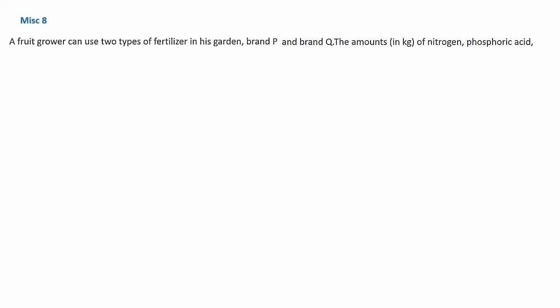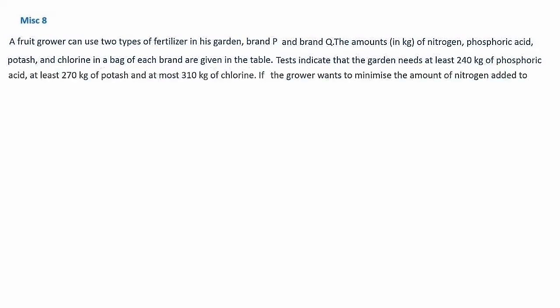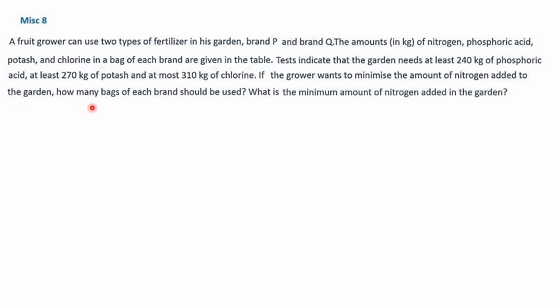Now, let's discuss question number 8 from the miscellaneous exercise. A fruit grower can use two types of fertilizer in his garden, brand P and brand Q. The amounts in kilogram of nitrogen, phosphoric acid, potash and chlorine in a bag of each brand are given in the table. Tests indicate that the garden needs at least 240 kg of phosphoric acid, at least 270 kg of potash and at most 310 kg of chlorine. The grower wants to minimize the amount of nitrogen added to the garden. How many bags of each brand should be used? What is the minimum amount of nitrogen added in the garden?